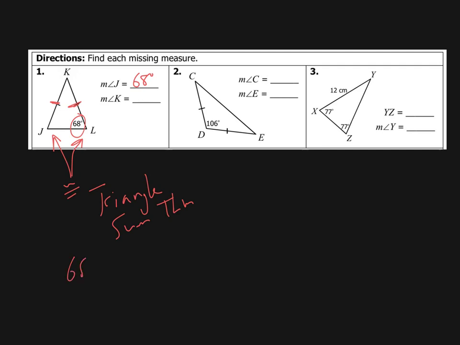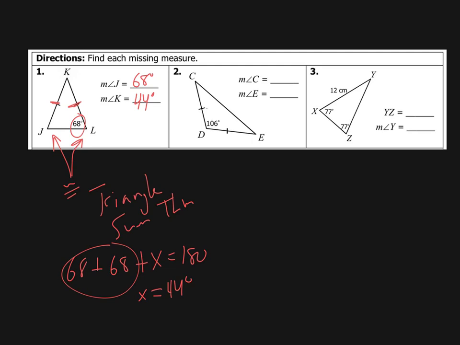So if I take 68 plus 68 plus the unknown, I should get 180. I'll combine like terms, subtract from 180, and I should get that the missing value is 44 degrees. So the vertex angle is 44 degrees.